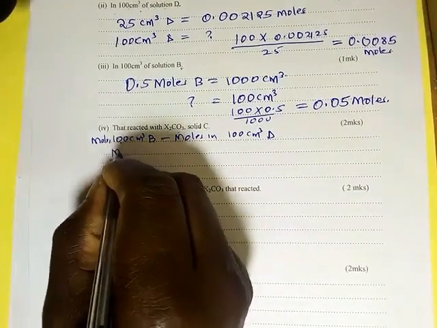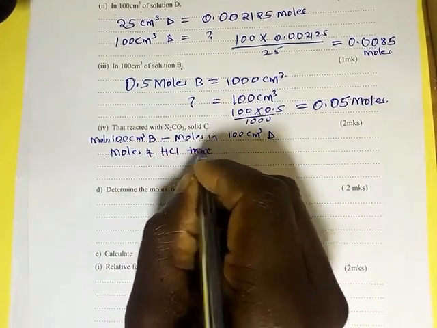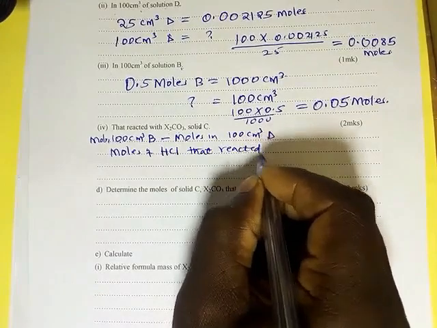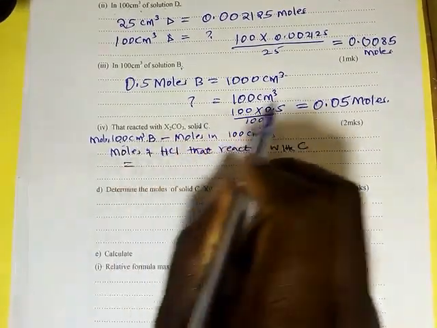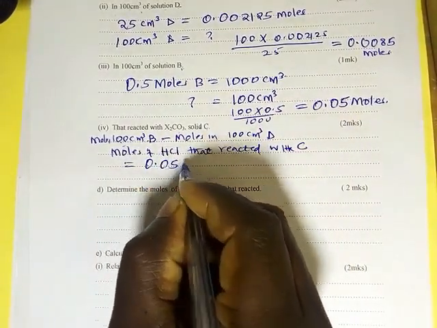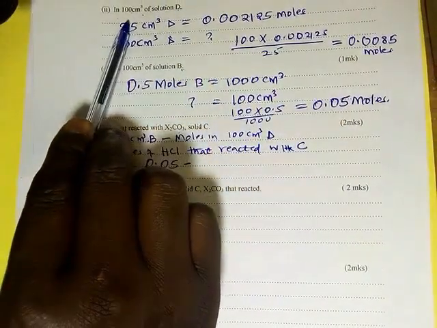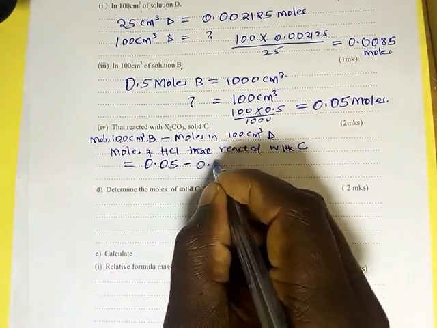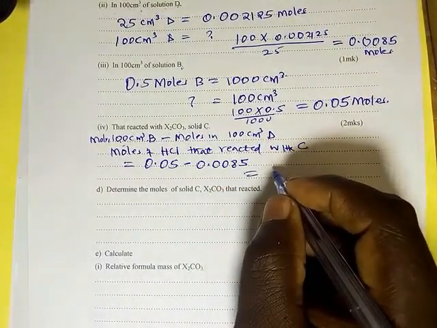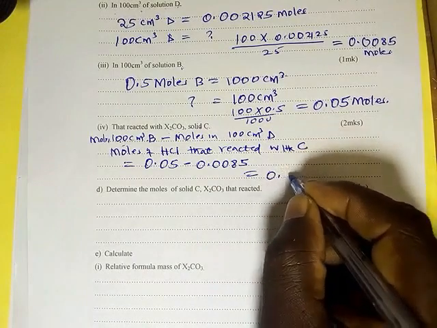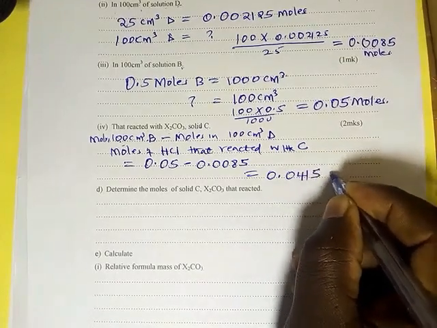So moles of HCl that reacted with C equal moles in B, which is 0.05, minus moles in D, 100, which is 0.0085, and that will give us 0.0415 moles.